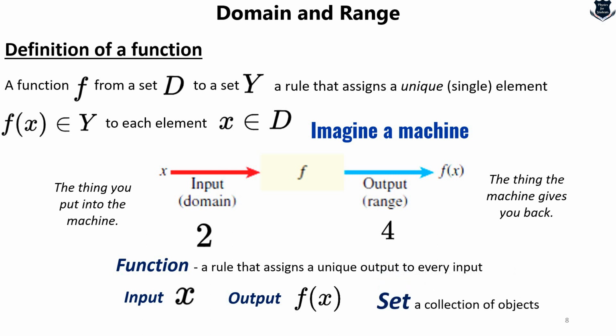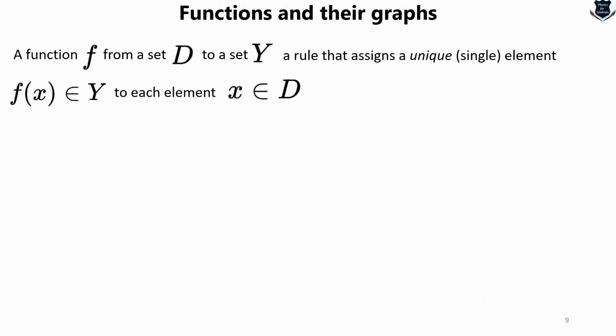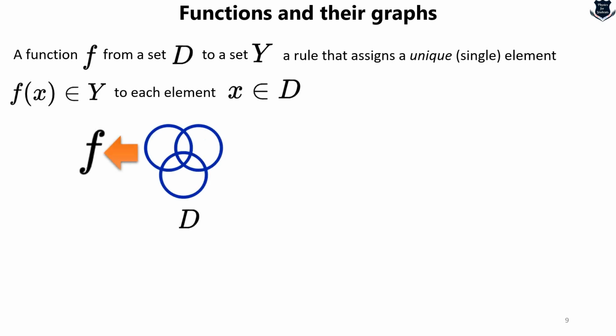And a set, I'm so sorry, a set is just a collection of objects. We will look into it right now. So we will keep this definition as it is, and now I will first take this part: a function f from a set D to a set Y. What does it mean? This means that we have a function named f. This takes input values from a set, a collection of objects, called D, and f produces output values that belong to another set which is called Y.